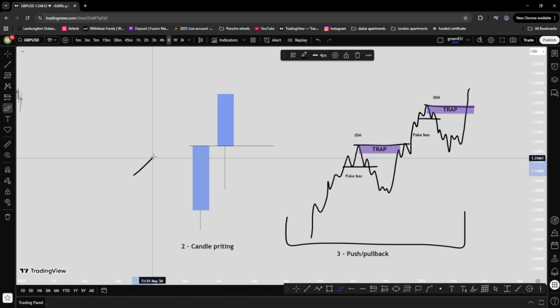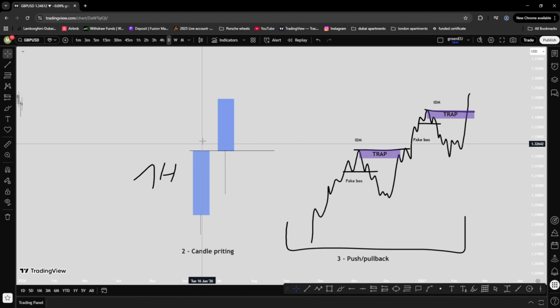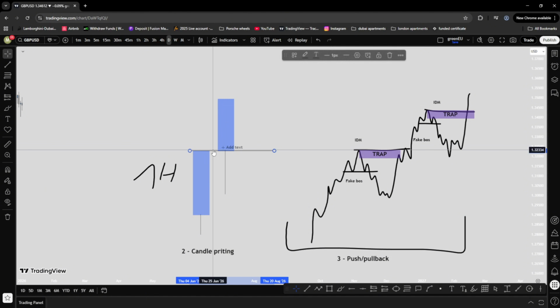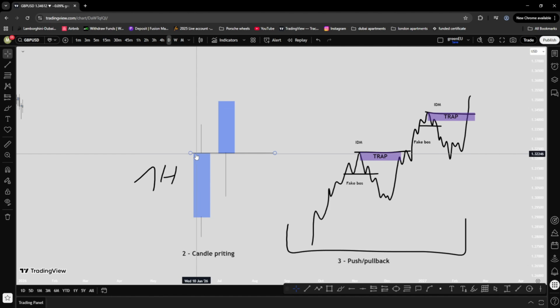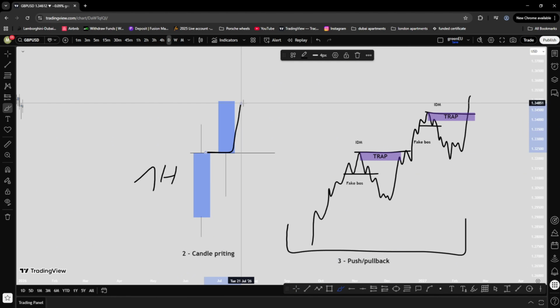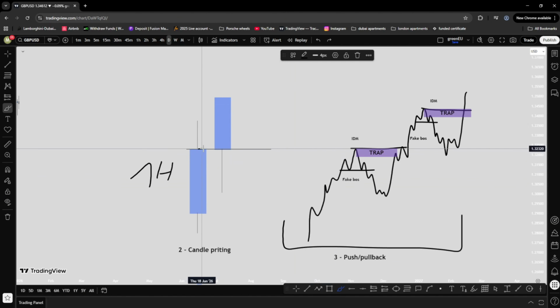So let's say this is the 1H time frame. So we got these 1H candles. The next 1H candle will open at the same level where the previous candle closes. So the 1H candle closed like this. The next candle opened and went higher. During the opening, price went lower and then went higher.